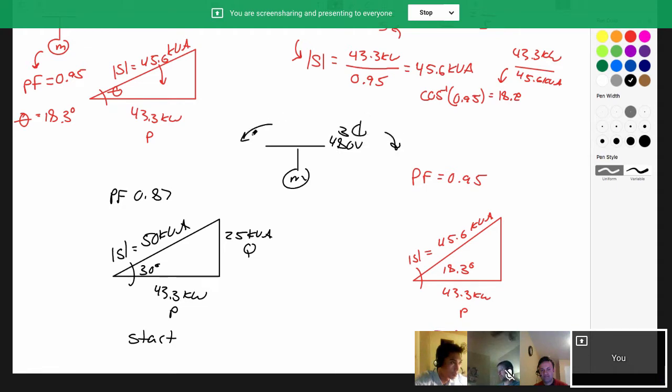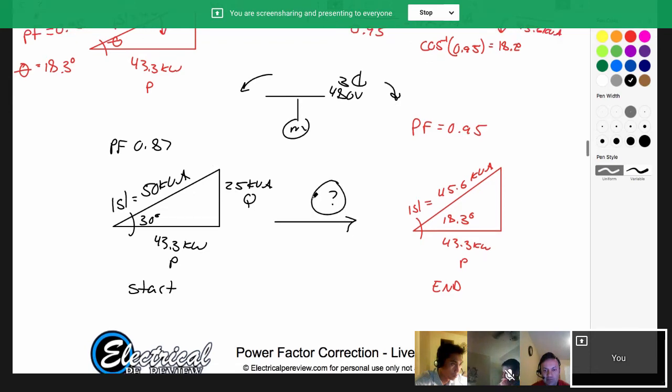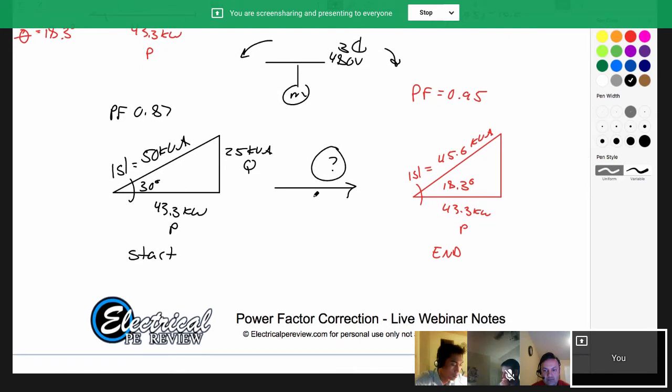So let's think about this for a second. How do we get from that initial power triangle in black to the one we want to get to in red? Any ideas? And I'll give you a really big hint. What's the one variable on the right that's missing? Q. How do we improve or worsen power factor? What variable do we have to change?